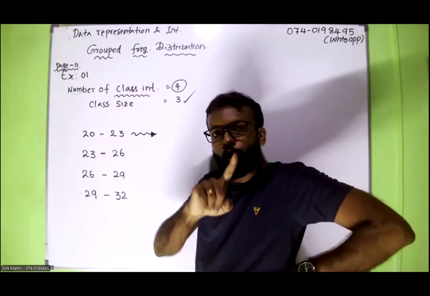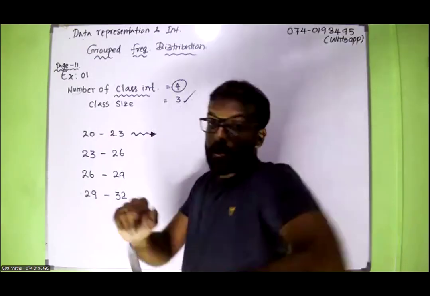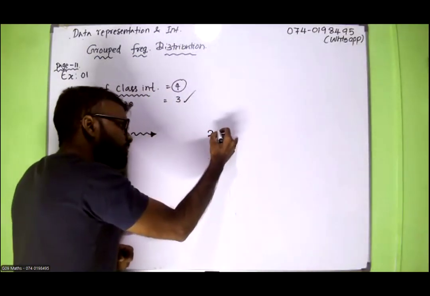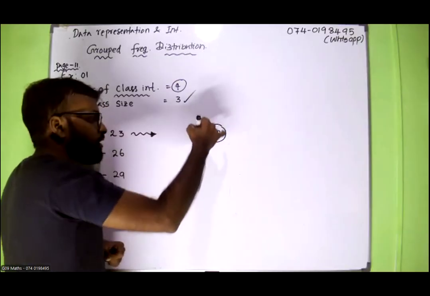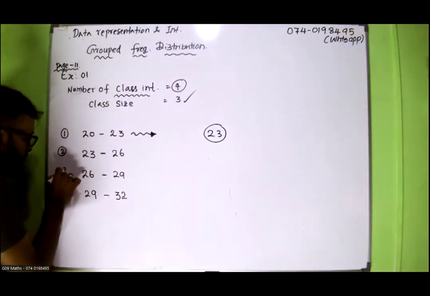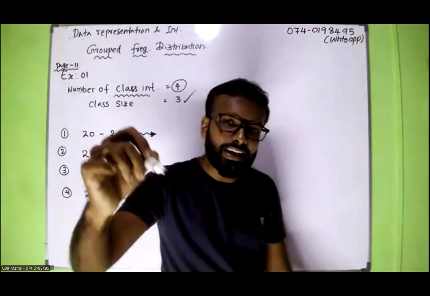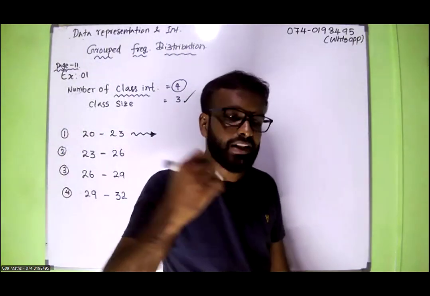Okay, now think like this. Now here you have a data point. It is 23. So I will tell this is my first class interval, second class interval, third class interval and the fourth class interval. You have discussed this at school. So tell me the answer.